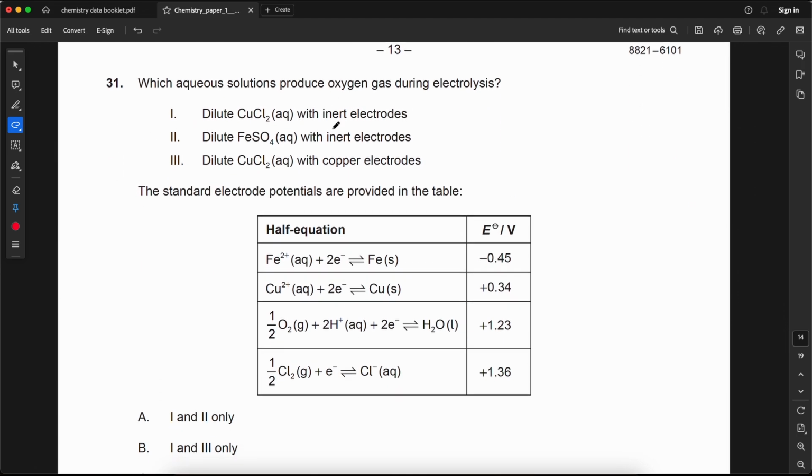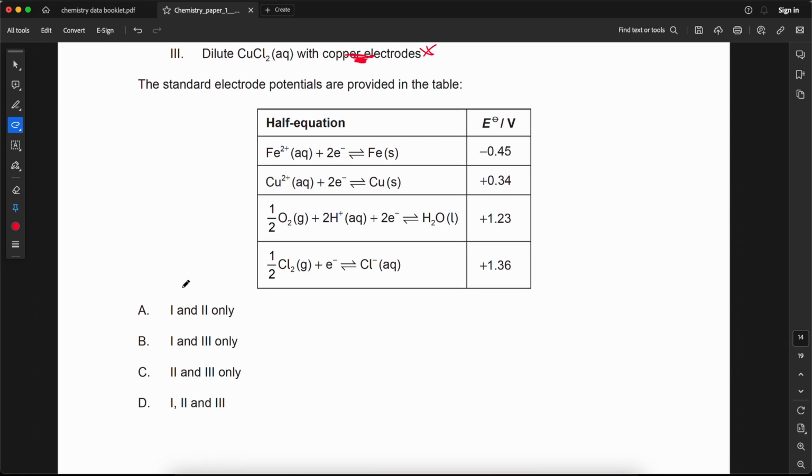Which aqueous solutions produce oxygen gas during electrolysis? It has dilute CuCl2, dilute FeSO4, and dilute CuCl2. Okay, so dilute CuCl2 with copper electrode, that would be only Cu. So Cu is produced at the cathode, and Cu2+ will be at the anode. So there's no oxygen generated. So no 3. By default, we can actually answer A because this option has 3 in it.